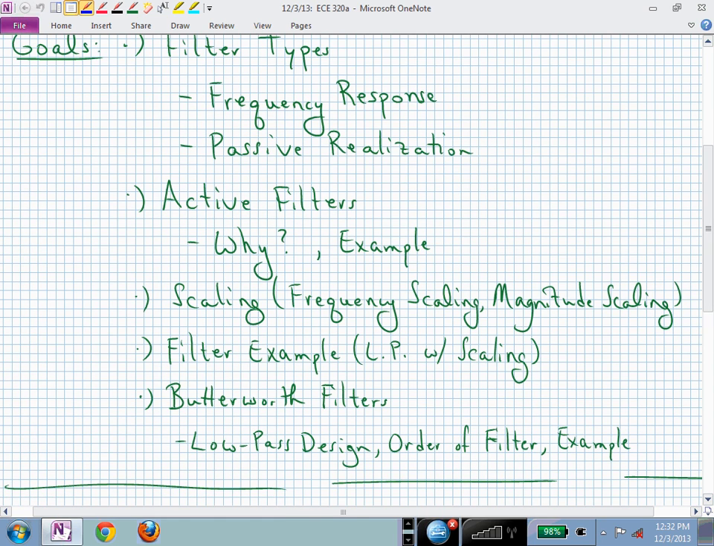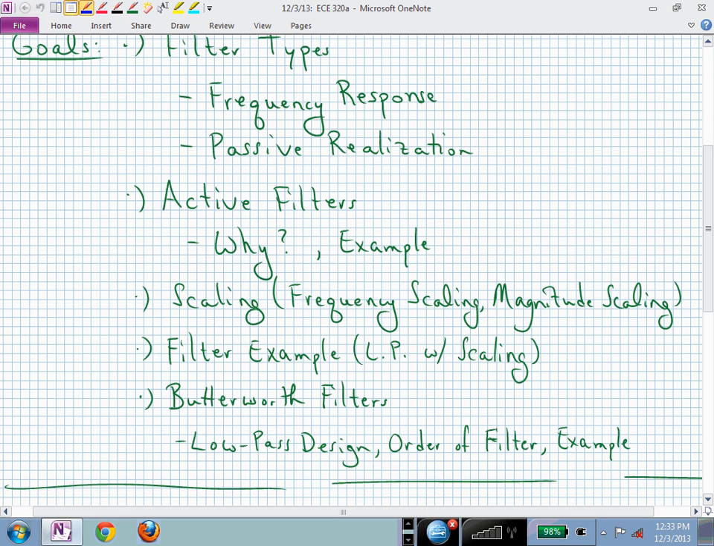Then we will talk about scaling, frequency scaling and magnitude scaling. How do you change parameter values to adjust your, let's say you have this really nice filter design, but it's designed for a bandwidth of 1 radian per second. Well, everything in this world doesn't revolve around a 1 radian per second bandwidth, and you may need to scale that frequency. You may need to adjust it.